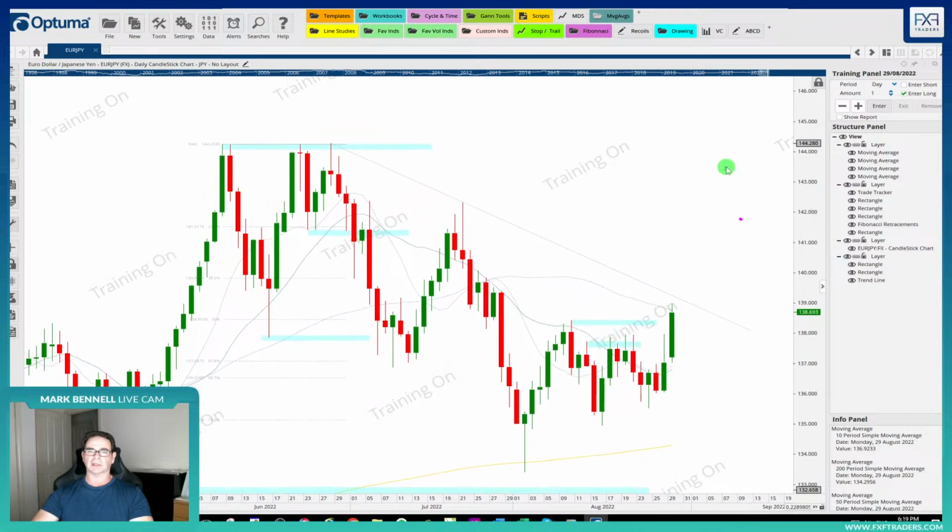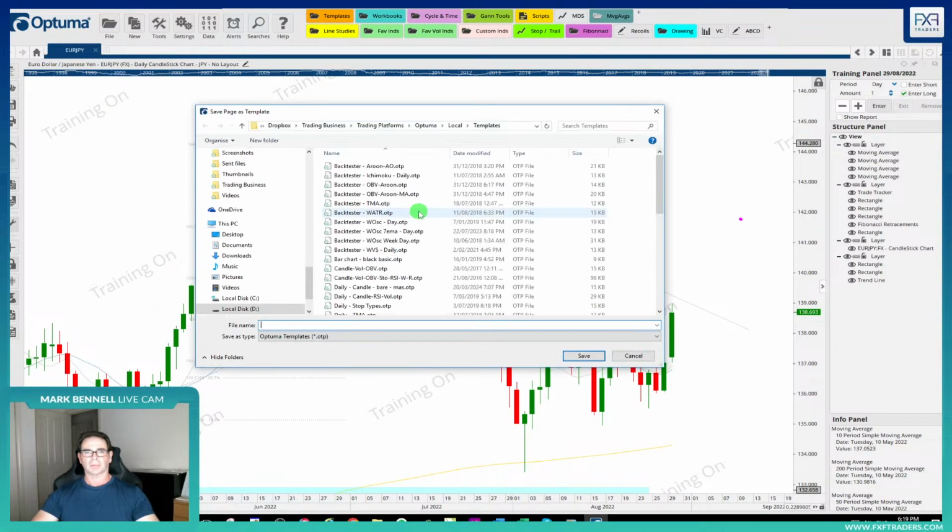Right, and I'll save that as a template this time, so that we can continue that on if people backtest.